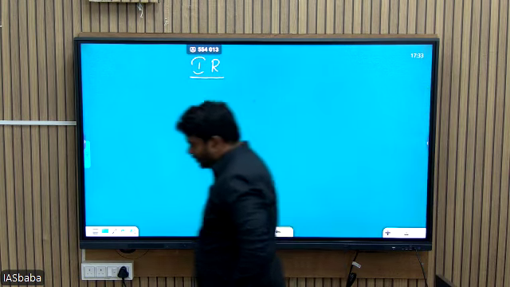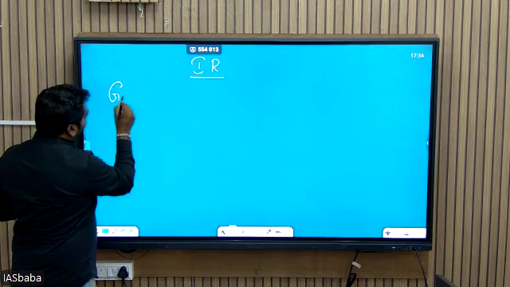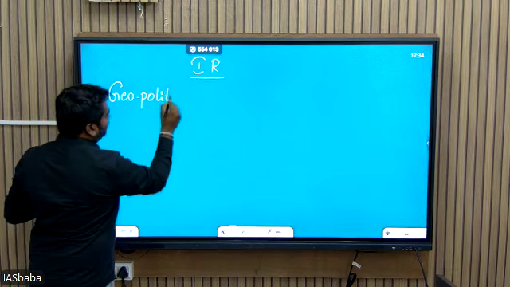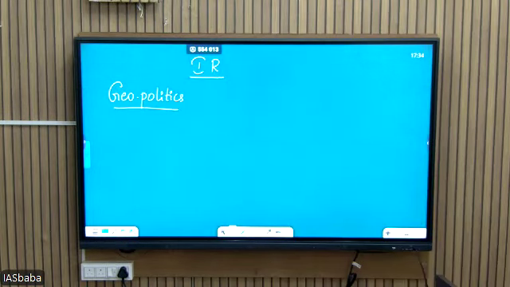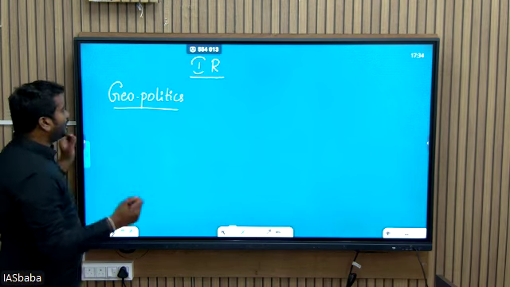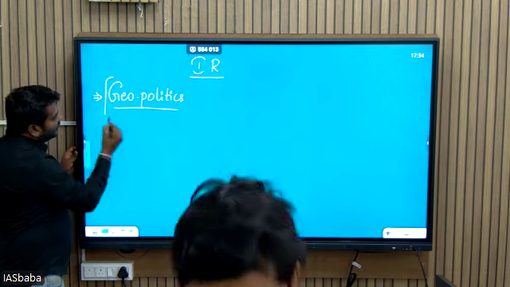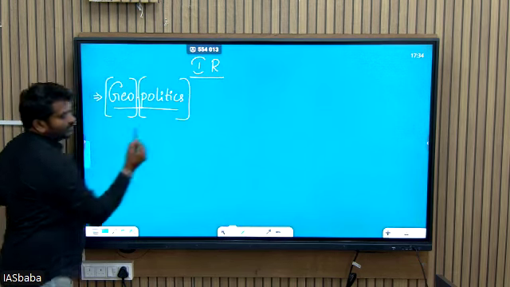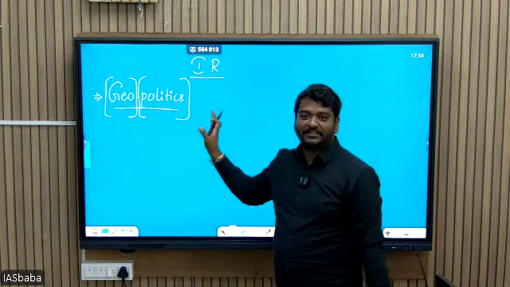So, guys, international relations is also known as geopolitics. Here, we try to argue that the geography of a region determines its politics. Fine. Geography of a region determines its politics.